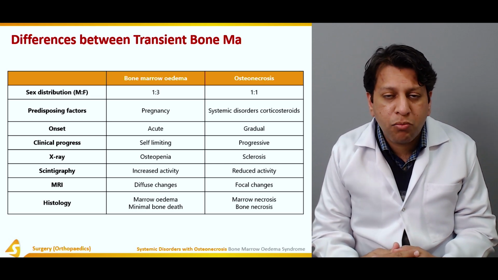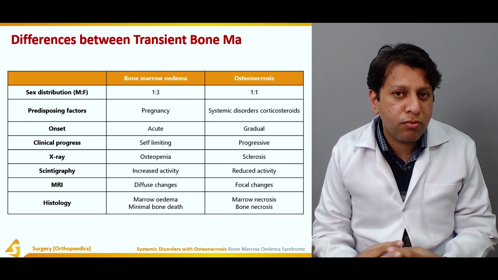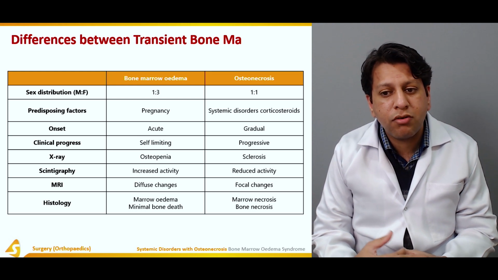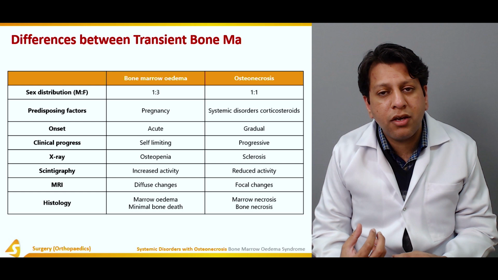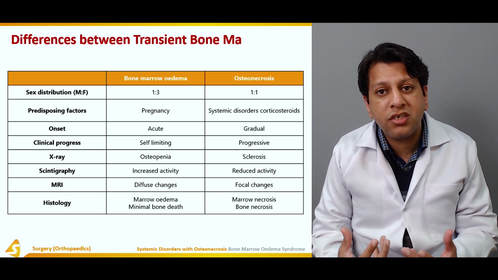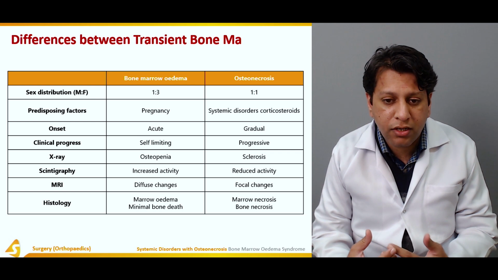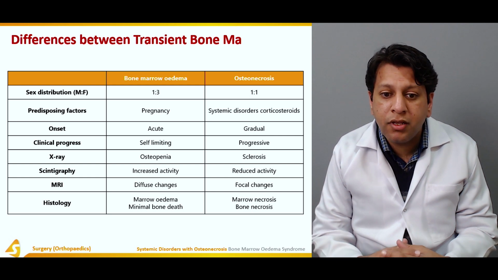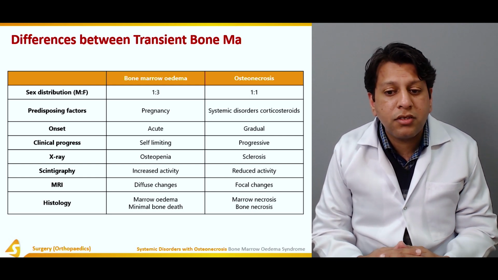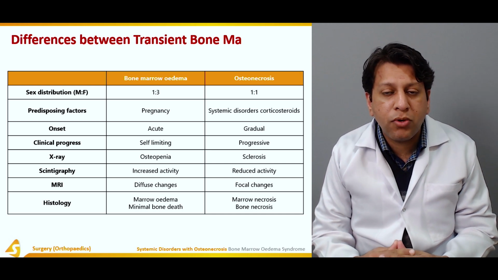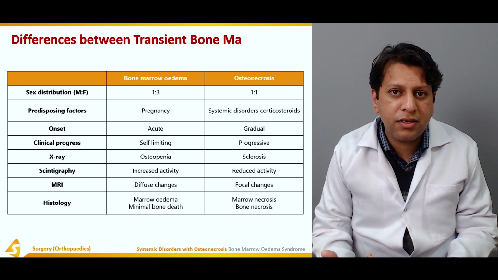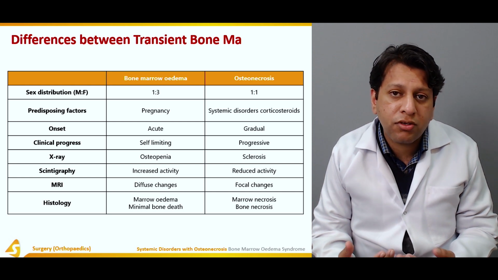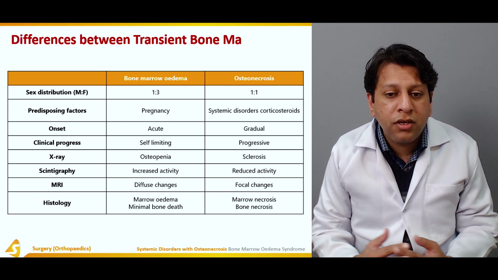On X-ray, bone marrow edema may only show osteopenia, that is, the bone will be soft, but there will be no pathology. But in case of osteonecrosis, there's usually marked whitish coloration called sclerosis, which is abnormal lines seen on the X-ray, lines of abnormal density because the bone is probably dead by that time. On scintigraphy, there's reduced activity in osteonecrosis because normal cells have died. But in case of bone marrow edema, there is an inflammatory response, so there is maximum activity seen on the bone scans.